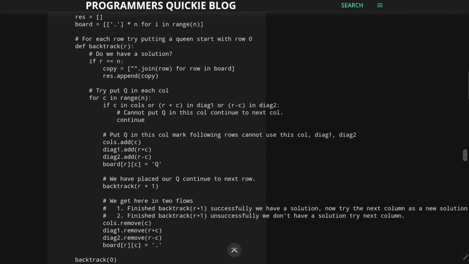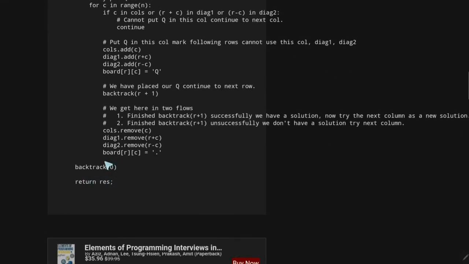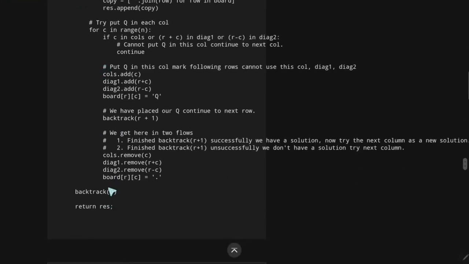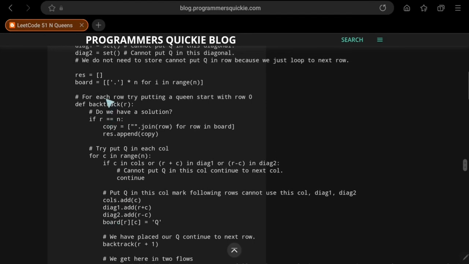Then we are going to start. So we are starting with row number 0 with backtracking. Backtracking just means try to put a queen. If can, put it, continue. If cannot, continue. Okay, so we start with backtracking of 0, which means we are at row number 0.